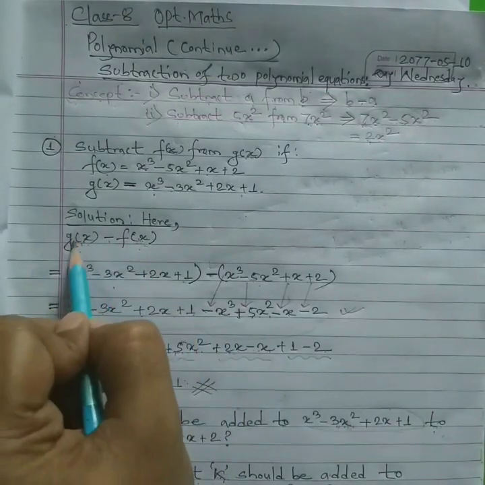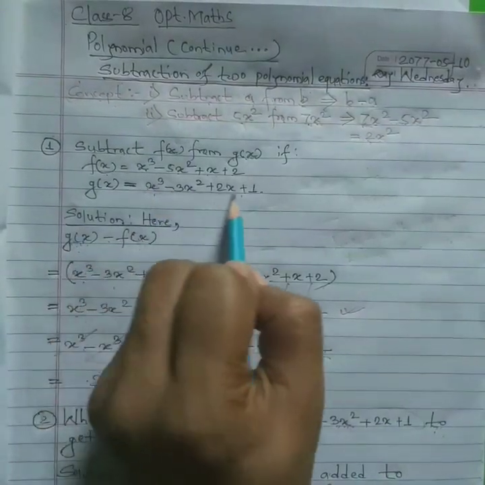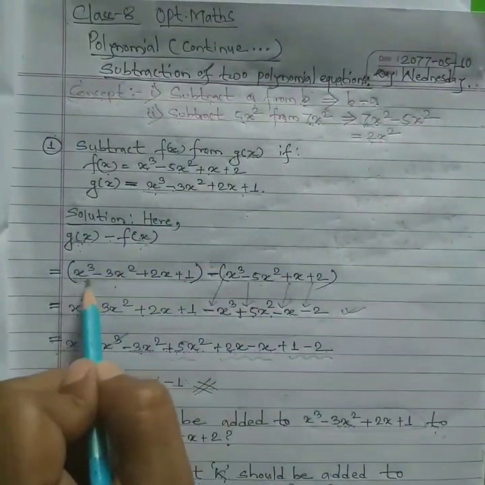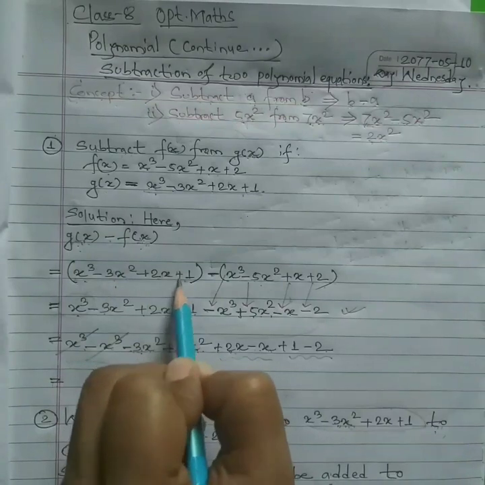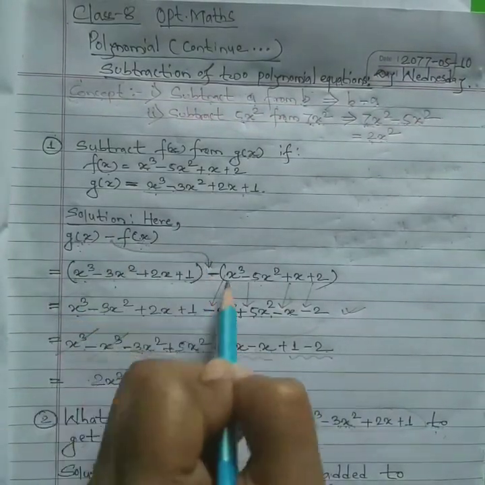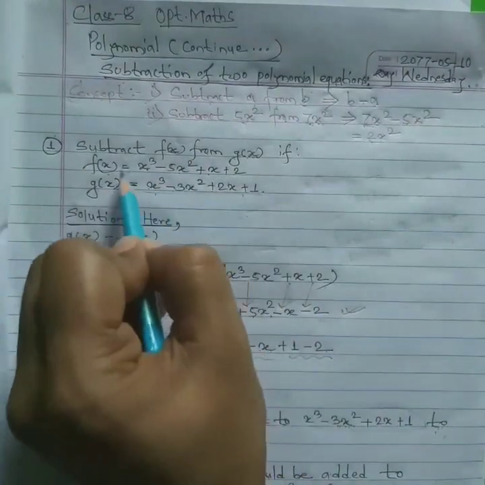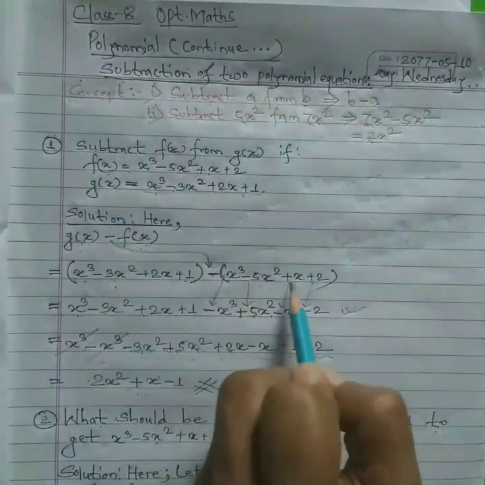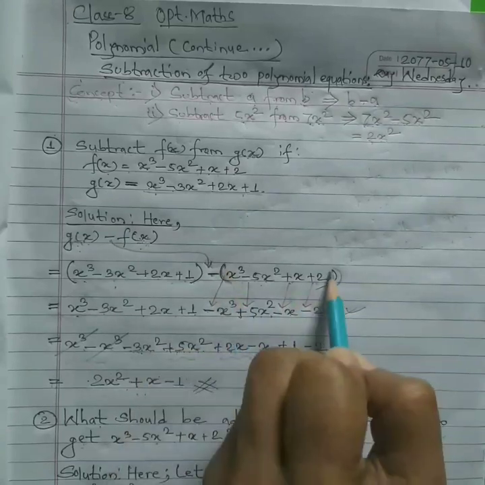Alright, so here we need to write the given polynomial g(x). So g(x) is x cube minus 3x squared plus 2x plus 1. Better to keep it in a bracket, okay? And the negative sign is written here. And again we are writing f(x), the polynomial x cube minus 5x squared plus x plus 2, in a bracket. Better to use a bracket, okay?